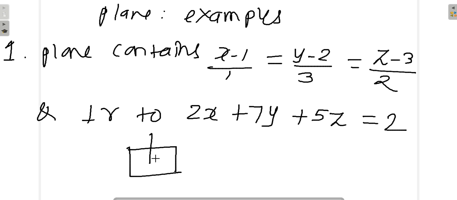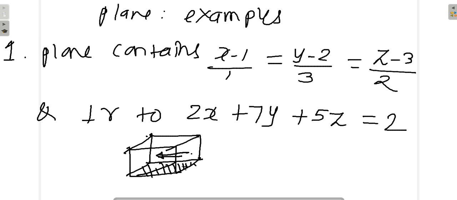Let me try to illustrate. You can see that this and this plane, they are perpendicular. So if I draw a normal to this plane, normal to this plane will be parallel to the plane. So if two planes are perpendicular, then obviously normal of one plane will be parallel to another plane.